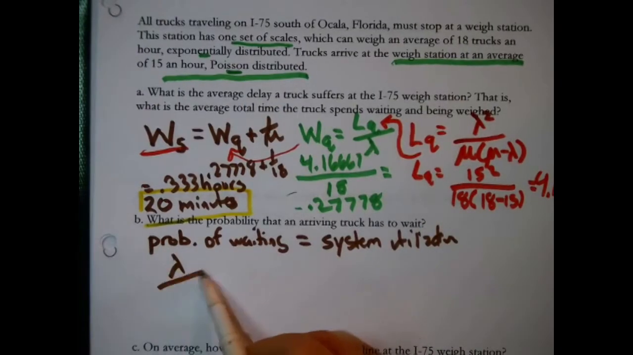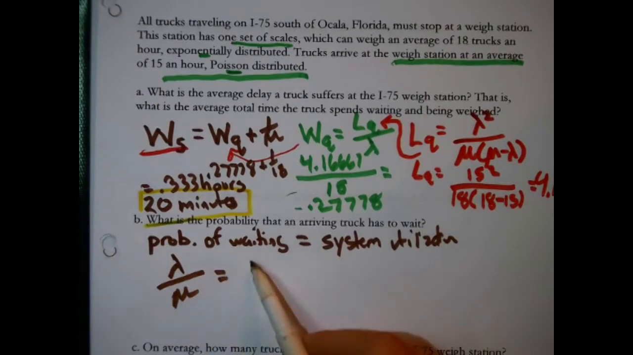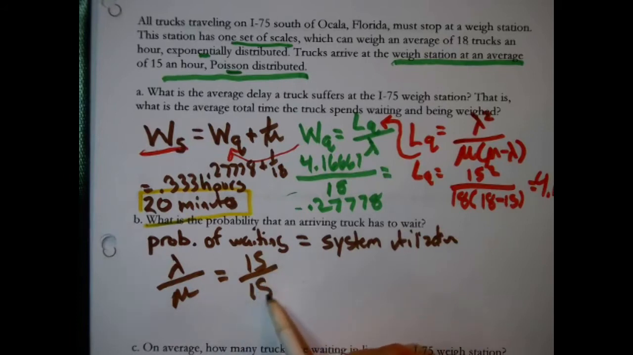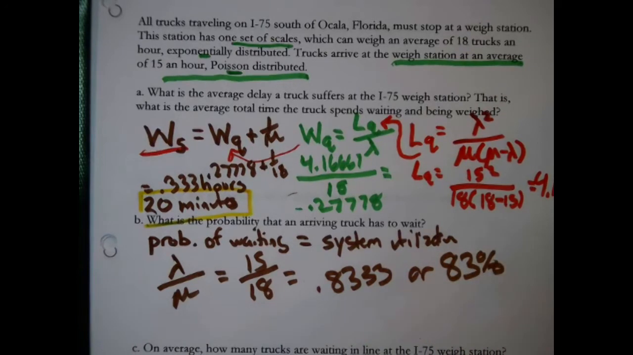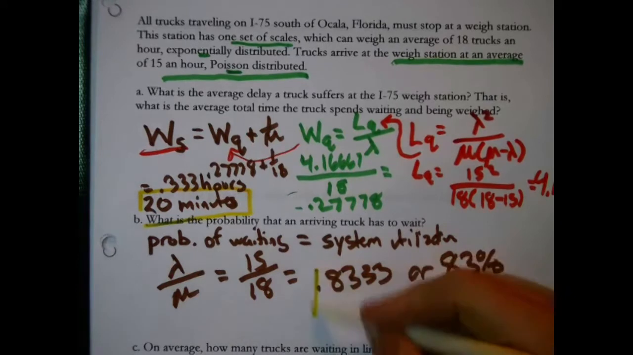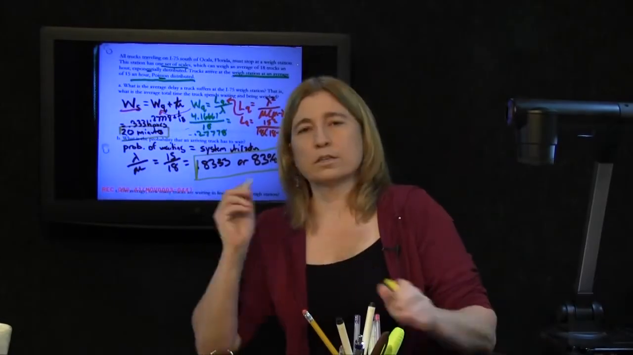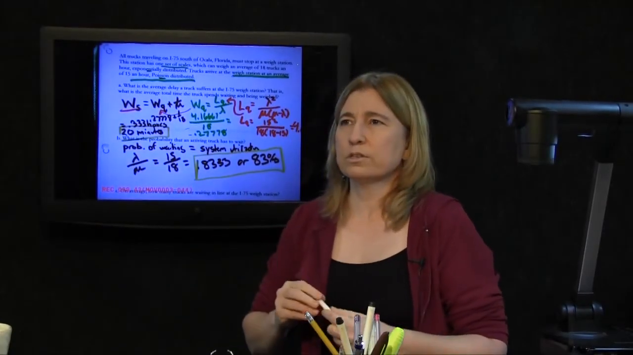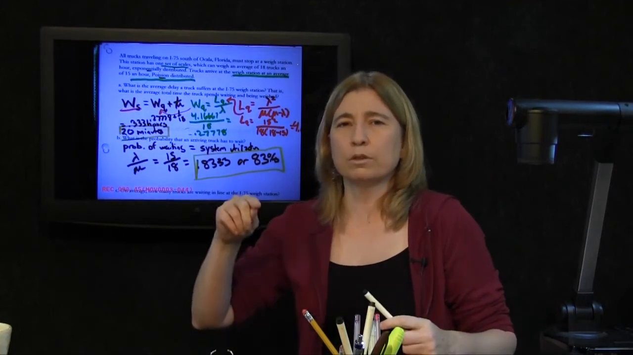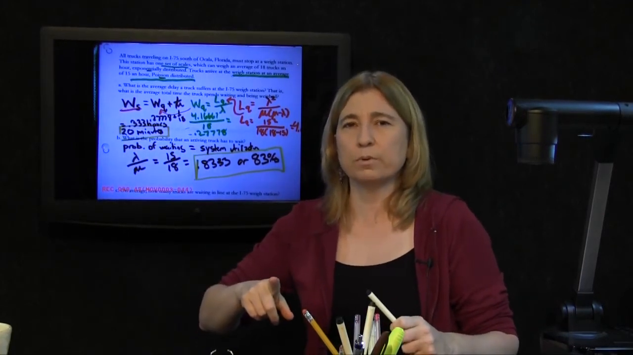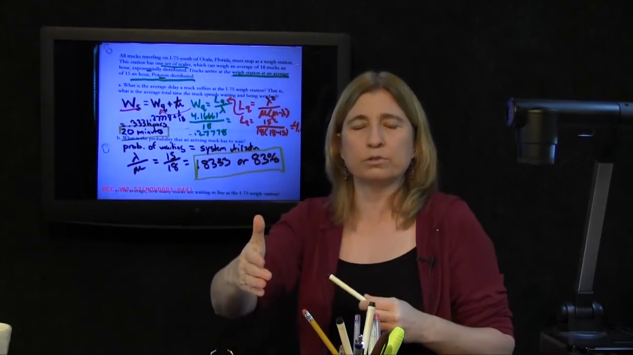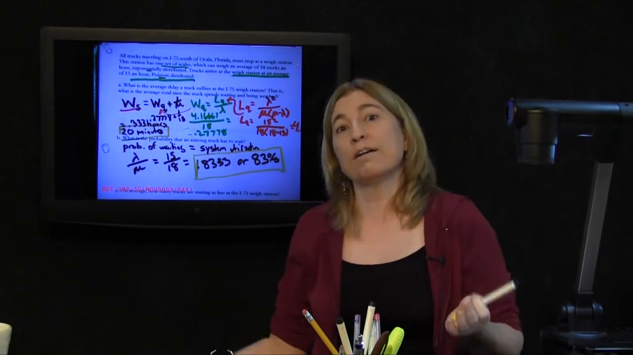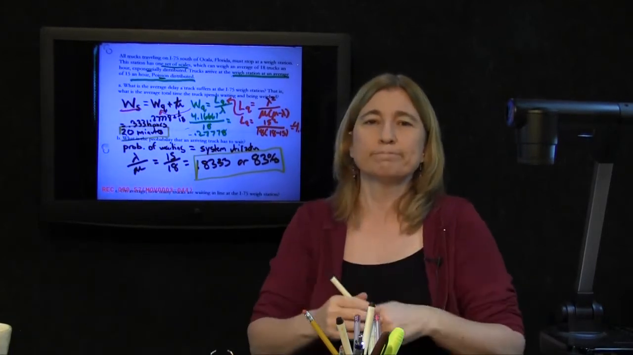It is just lambda over mu. So in our case, it's just 15 over 18 or 0.83333, or basically, it's just a nicer way to say it, 83%. It's explained as utilization because 83% of the time the one set of scales at this way station is busy, but that is the same thing as any truck, right? If you were to drive up to this, that is the same thing as the chance that you'd have to wait because the scales are busy. Okay, got it.